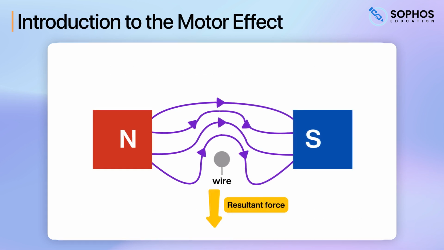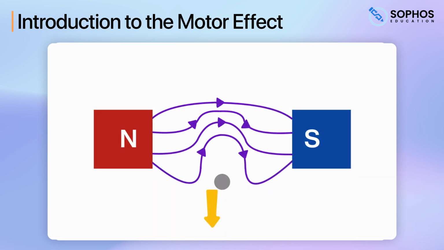This imbalance in magnetic field strength across the conductor generates a force that acts on the conductor, pushing it in a specific direction. This force causes the conductor to move. The movement of the current-carrying conductor in the magnetic field is what we refer to as the motor effect.